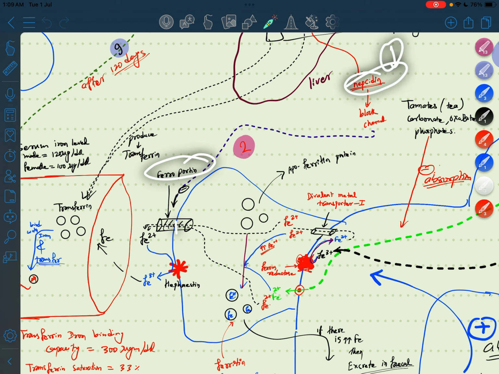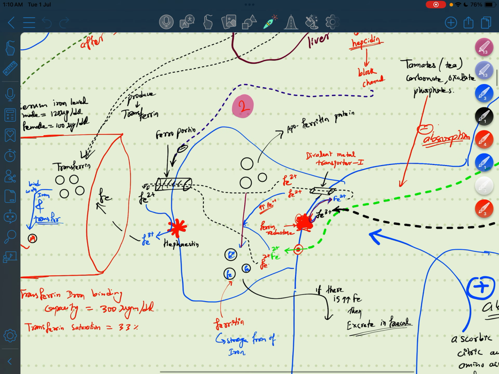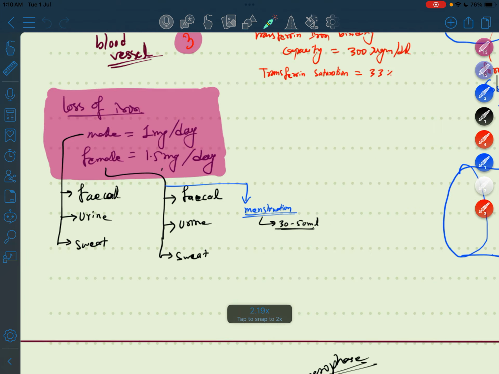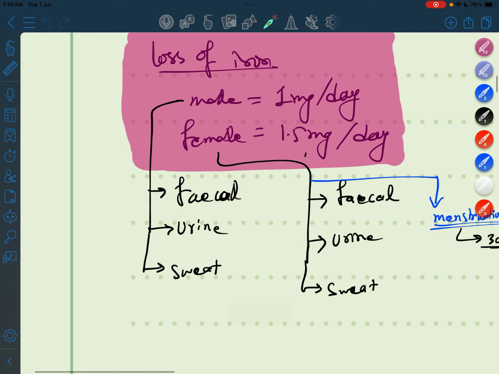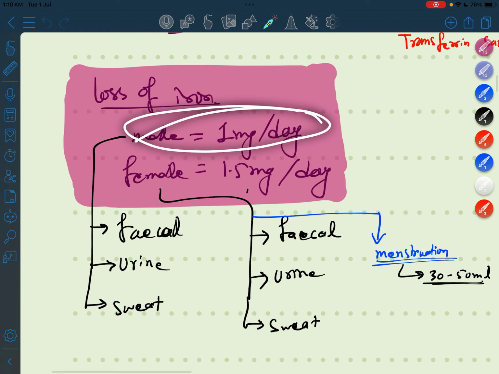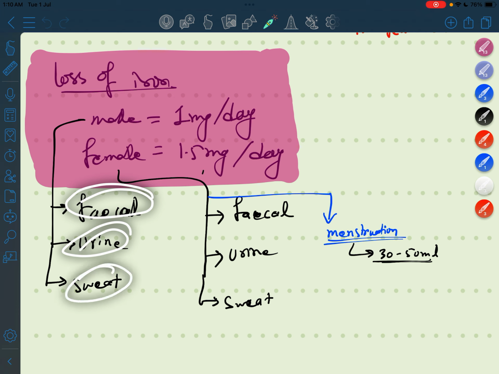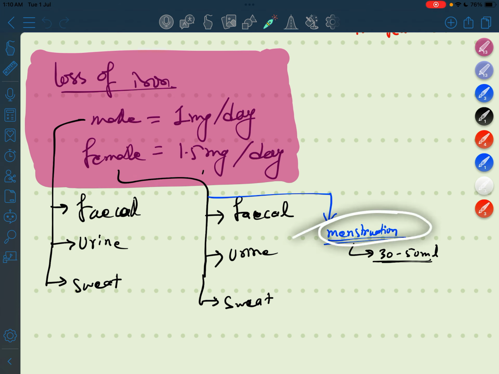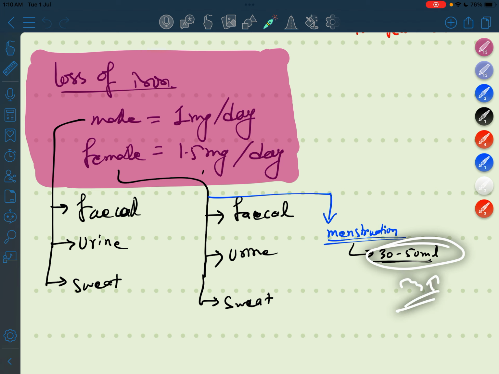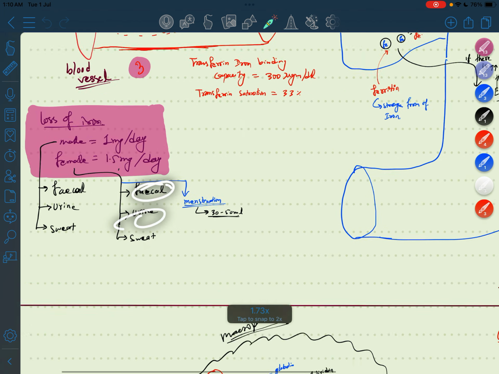If hepcidin blocks this, then there is a deficiency of iron. Iron does not pass through this transporter, it is only stored and does not pass. After that, loss of iron: 1 mg per day in the male and 1.5 mg per day in the female. In the male, iron is lost through feces, urine and sweat. But in the female there is also menstruation. Every menstruation there is 30 to 50 ml of blood loss, so a lot of iron is lost, as well as through feces, urine and sweat.